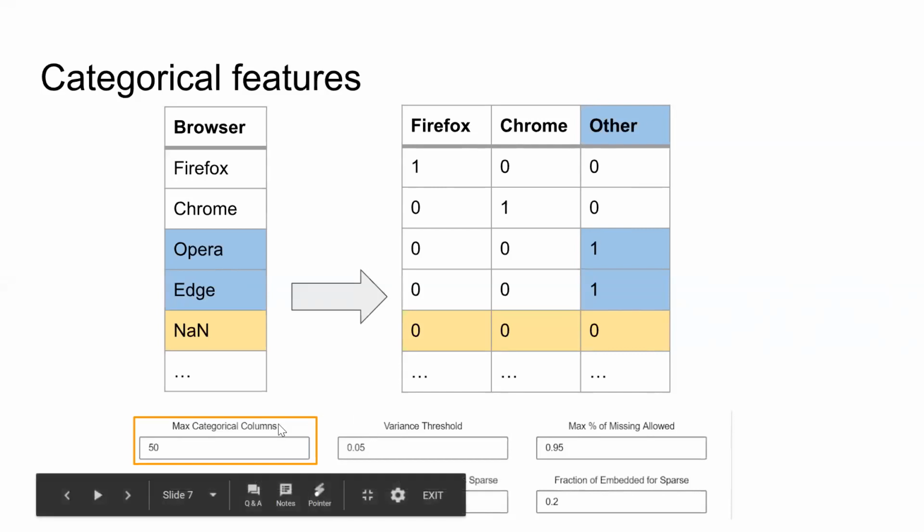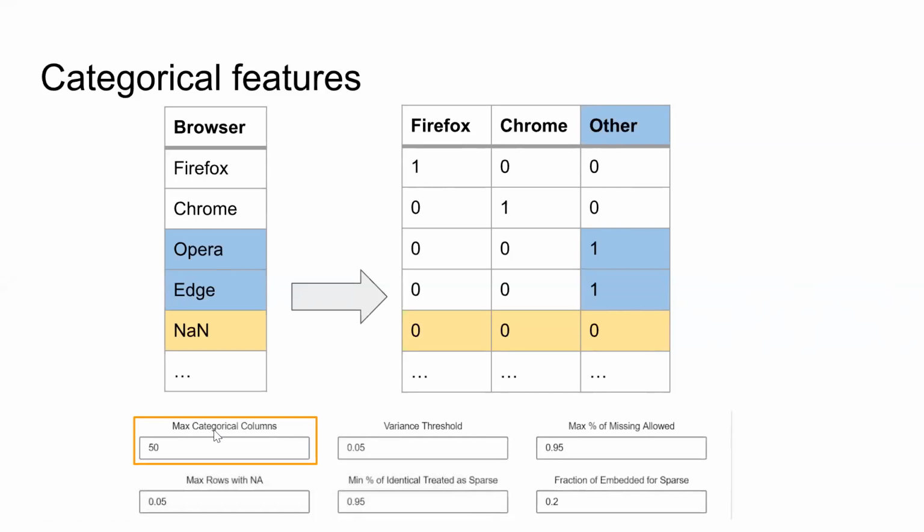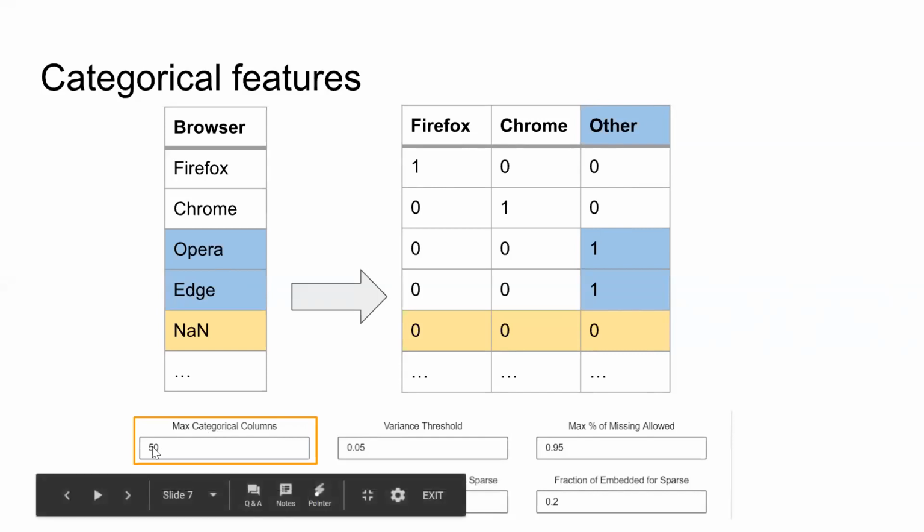And in Augur, you can set the maximum amount of categorical columns. By default, it's set to 50, but you can change it. For this particular example, it should be set to 2 in order to get something like this.